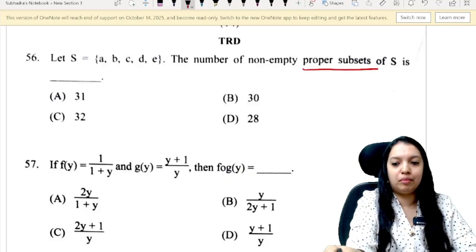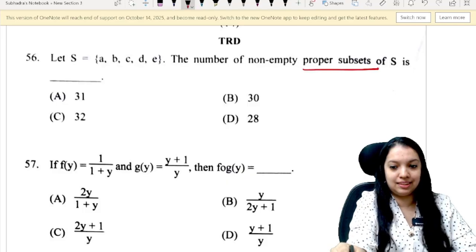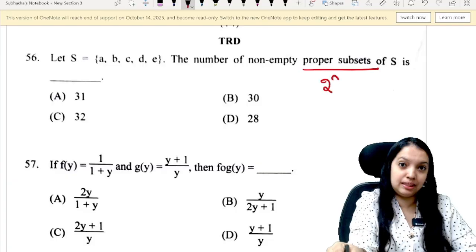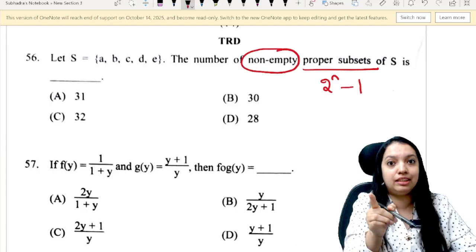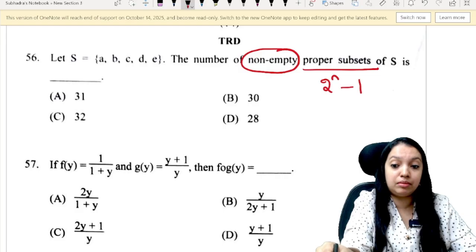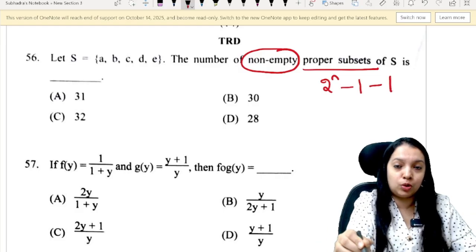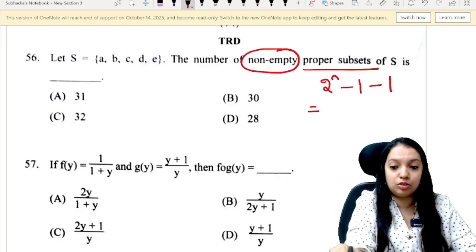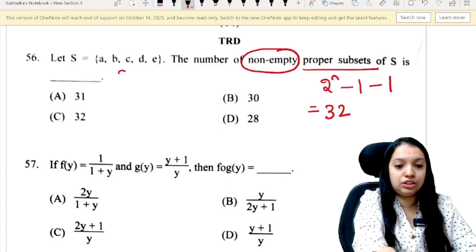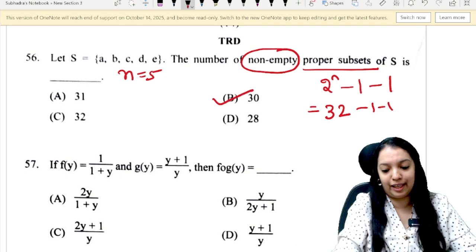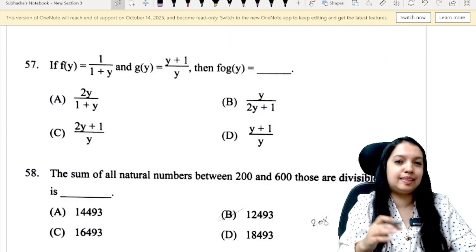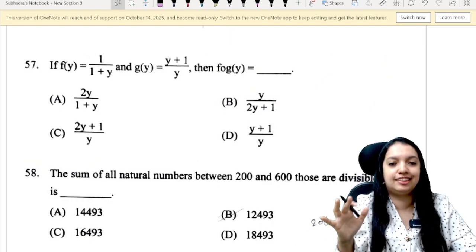Next question is amazing. Generally, we calculate the number of proper subsets. Number of subsets is 2 power n, number of proper subsets is 2 power n minus 1. Upon that, they want you to calculate non-empty. The empty set is a subset of every set. Even for non-empty, that means the empty set has to be removed. So the total answer for this question turns out to be 32, which is 2 power 5 minus 1 minus 1. The answer is 30.